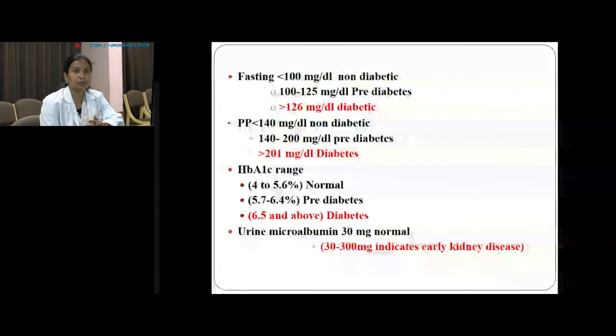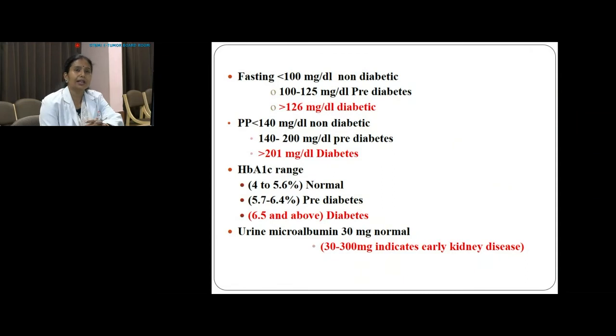postprandial, 2 hours after lunch, if it is less than 140 mg per dl, the patient is non-diabetic. 140 to 200 mg per dl is pre-diabetes. More than 201 mg per dl is diabetes. Similarly, for HbA1c, if a person has 4 to 5.6, that is normal. 5.7 to 6.4 is pre-diabetes. 6.5 and above is called diabetes.